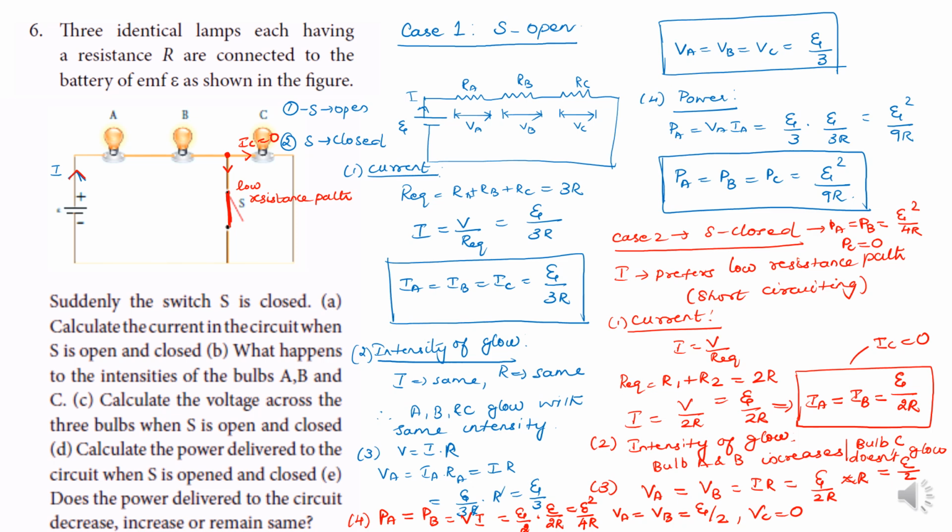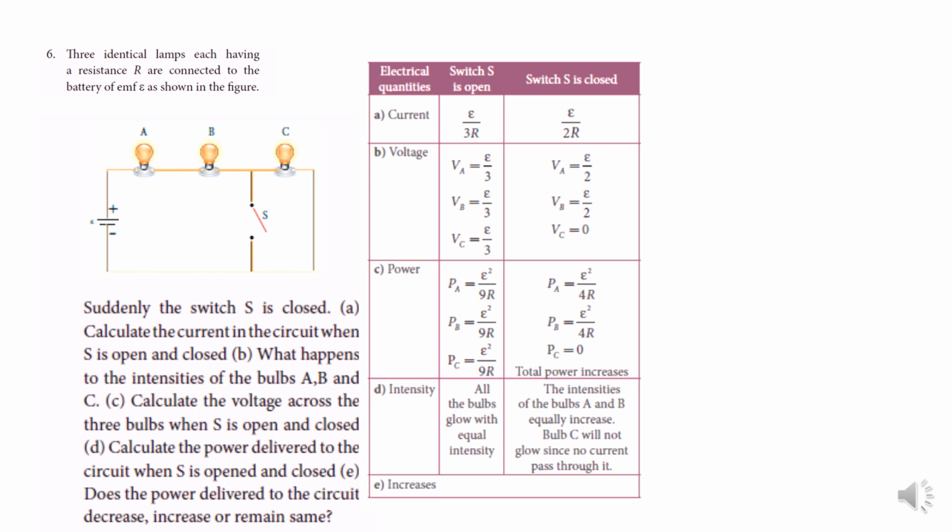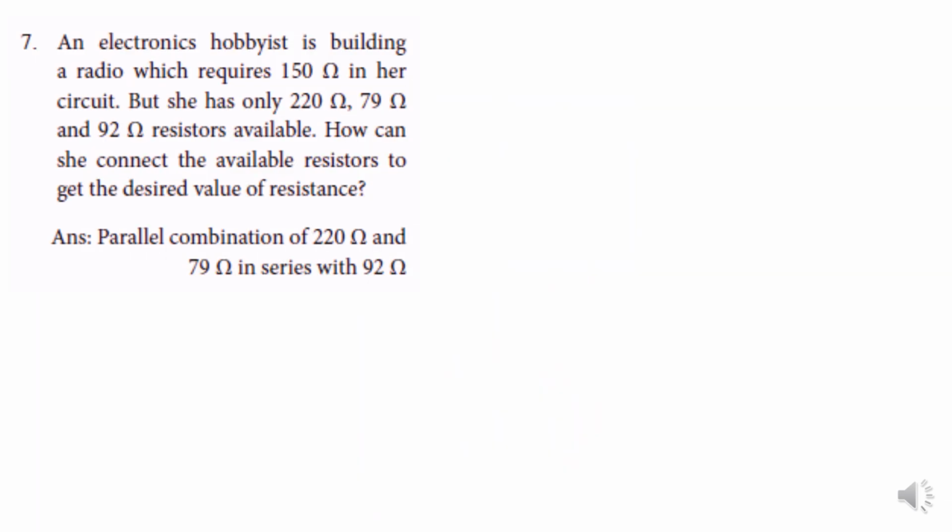Okay. So initially power is epsilon square by 9R. Now it is epsilon square by 4R. That means total power increases. Here the question is, does the power delivered to the circuit decrease, increase or remain same? We know that the total power increases. Okay, right. So you can check for the answers here. Okay, that's it. So question number 7.